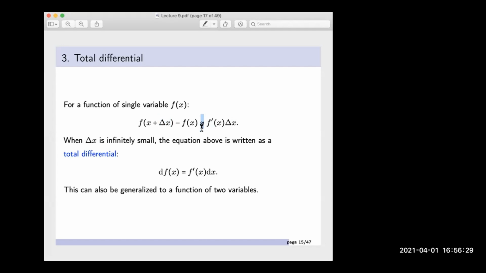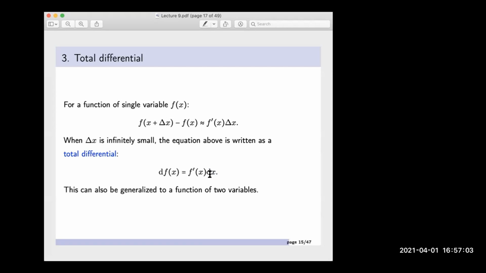So the left side denotes the change of function value, and the right side denotes the derivative times delta x. When delta x is infinitely small, you get equality. So the change of function value equals the derivative times the change of variable x. When delta x is infinitely small, we use dx.